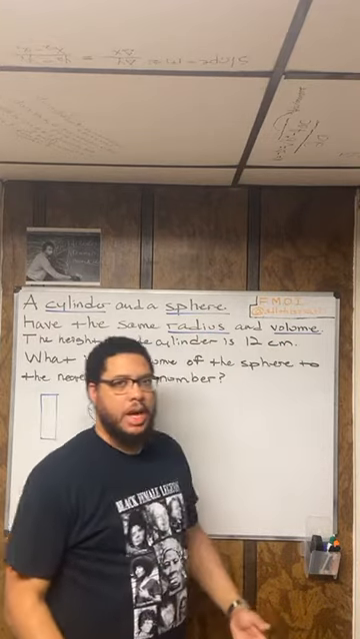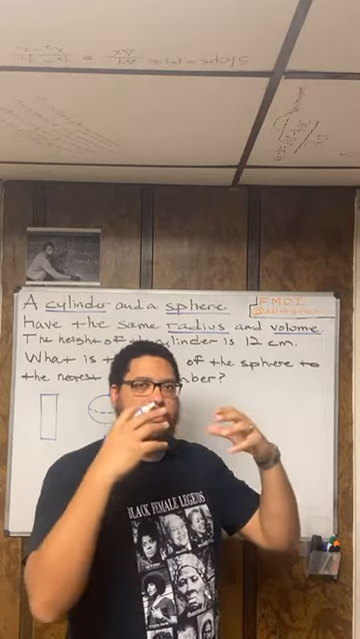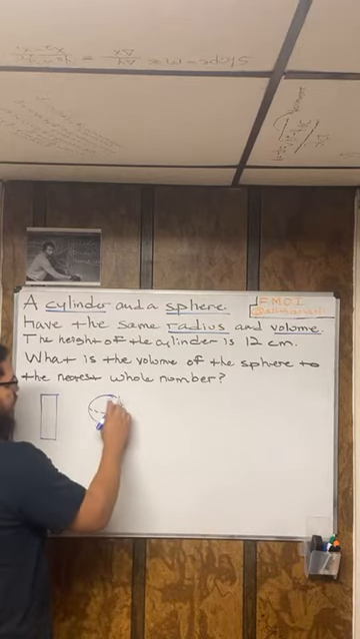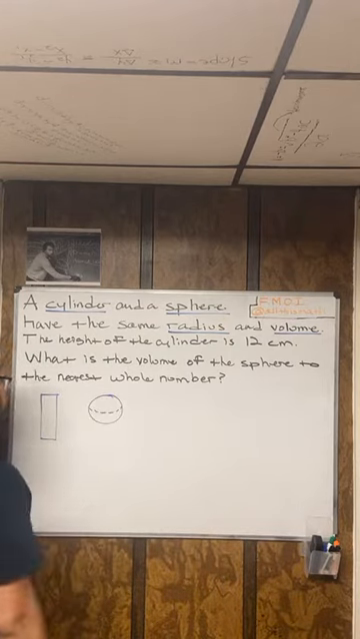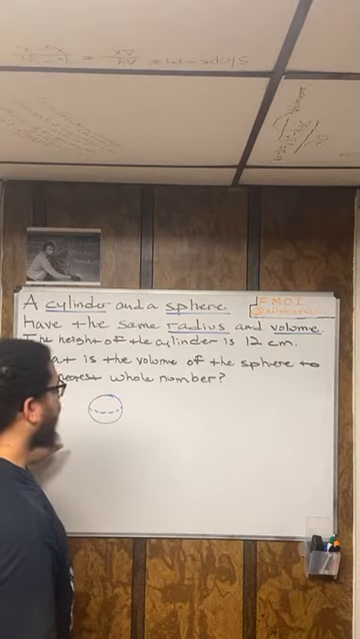Now, we're not talking about how loud something is. We're talking about the amount of space inside of a 3D object. So the volume represents the amount of space inside of this ball or this sphere. The volume represents the amount of space inside of this cylinder or this soda can.